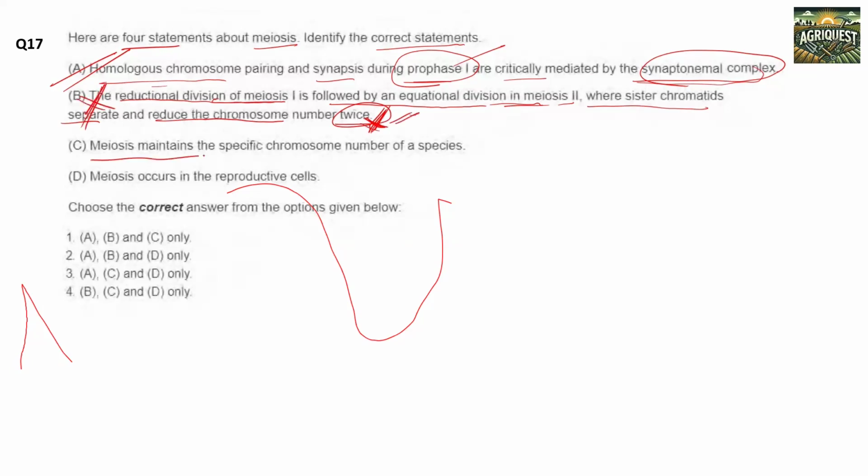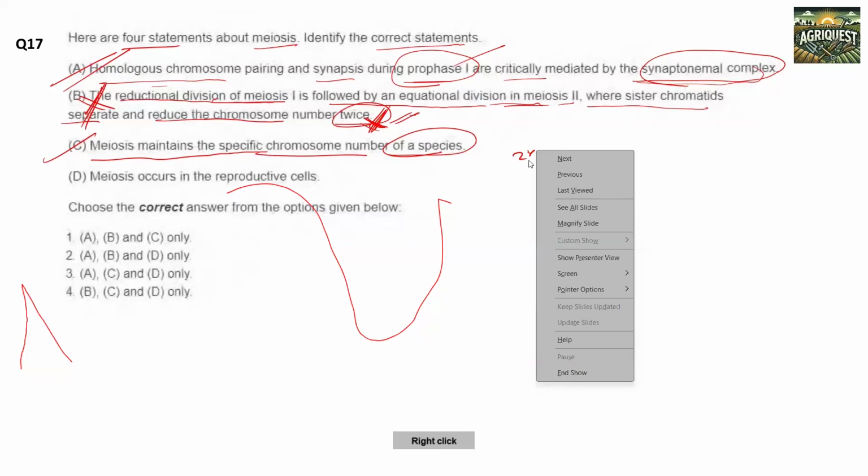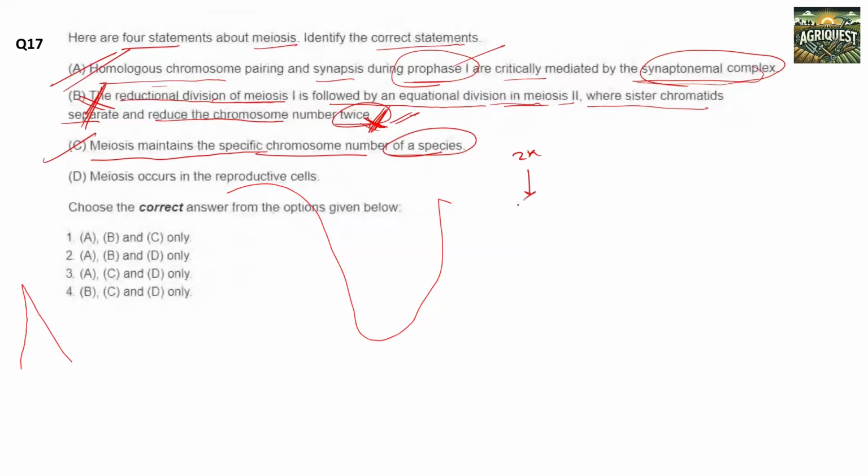Meiosis maintains the specific chromosome number of species. It is correct because it maintains the chromosome number generation after generation. Different progenies are produced by meiosis, it is also correct. And meiosis occurs in reproductive cells, because it is not present in somatic cells, only in reproductive cells. It is also correct. So A, C, D is correct. Third option is correct.